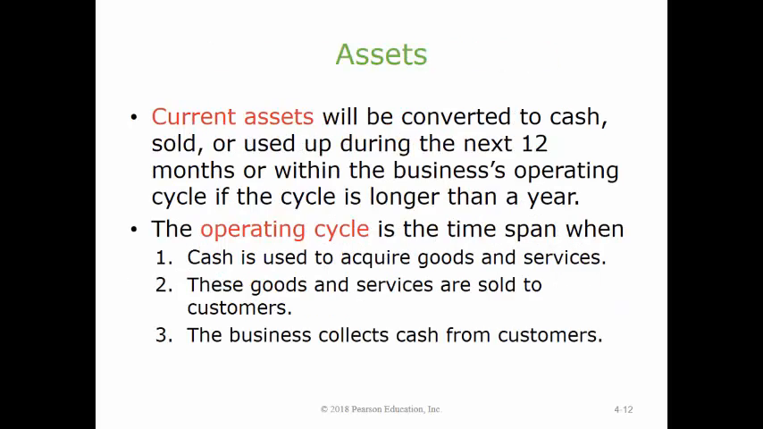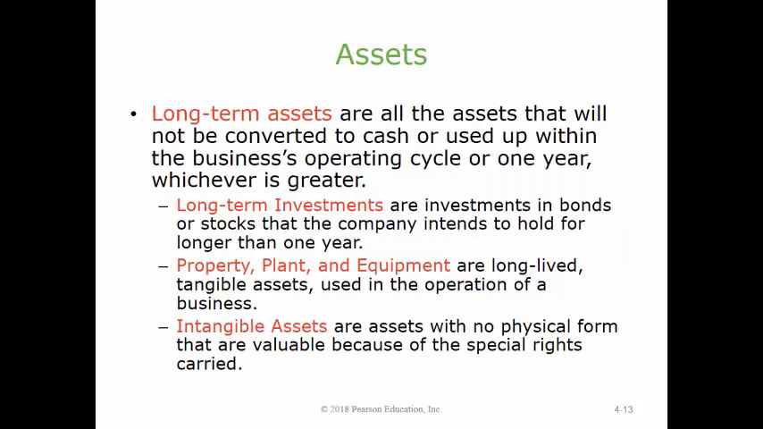A current asset is an asset that is expected to be converted to cash, sold, or used up within the next 12 months or within the business's normal operating cycle if the cycle is longer than a year. The operating cycle is the time span during which cash is paid for goods and services, which are then sold to customers from whom the business collects cash. Long-term assets are assets that will not be converted to cash or used up within the business's operating cycle or 1 year, whichever is greater.